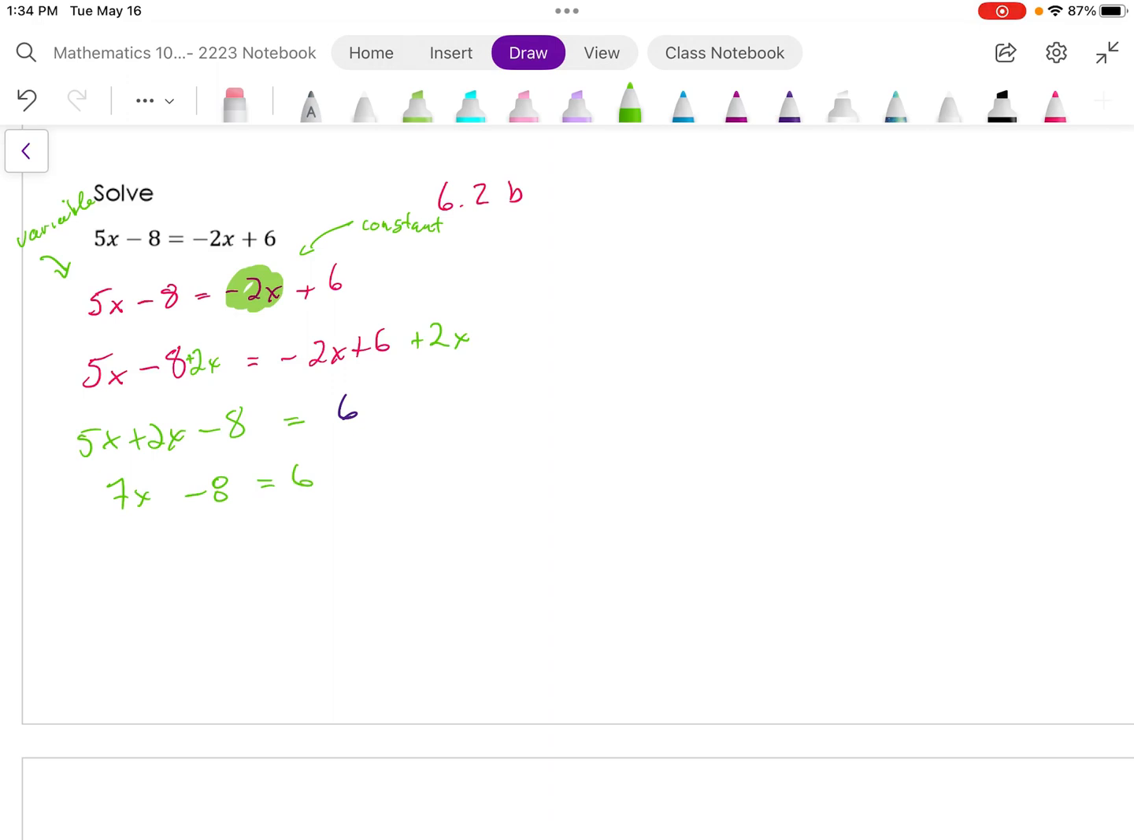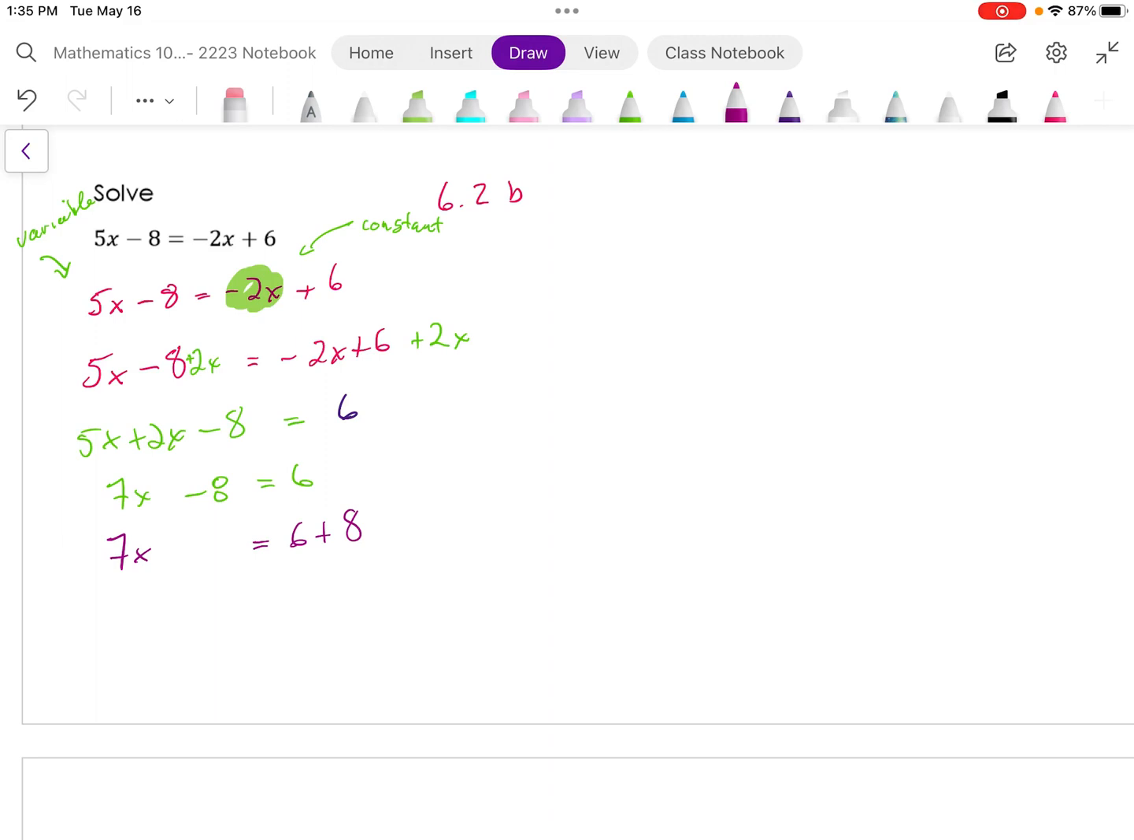A good thought in algebra is one thought per line. It really does help clean out the work. So far, so good. Now, are my variables isolated to one side? Yes. The variable x is on my left-hand side. Is it isolated? Not really, because we have this negative 8 on the left side. So what I'm going to do is add 8 to both sides.